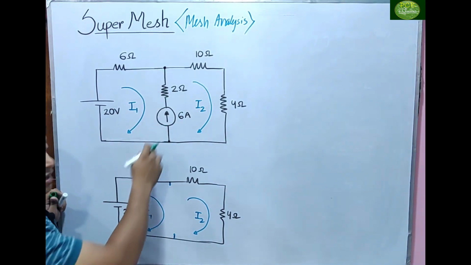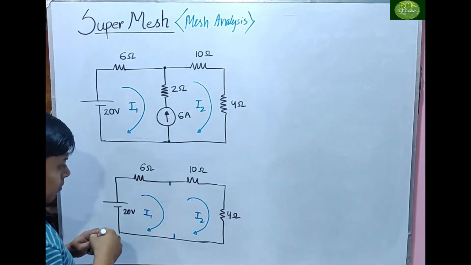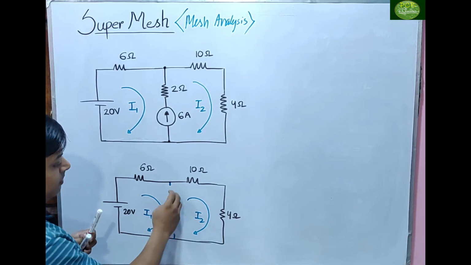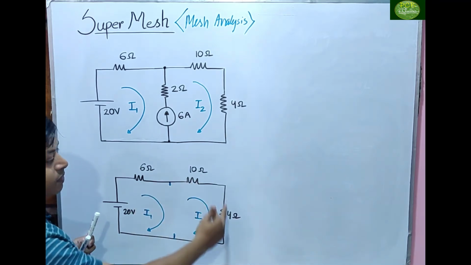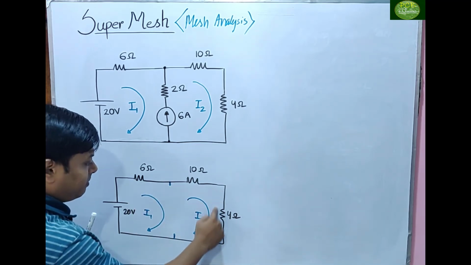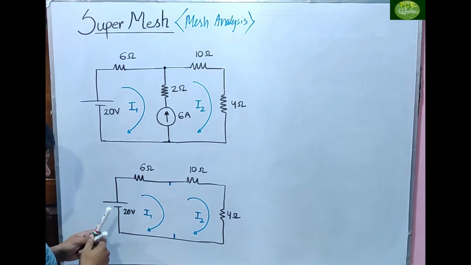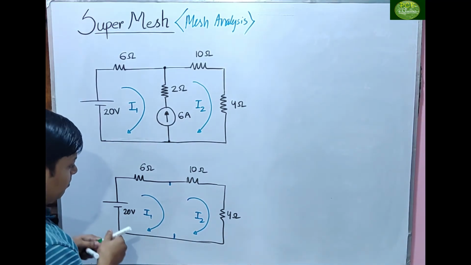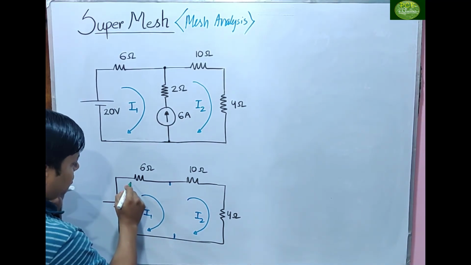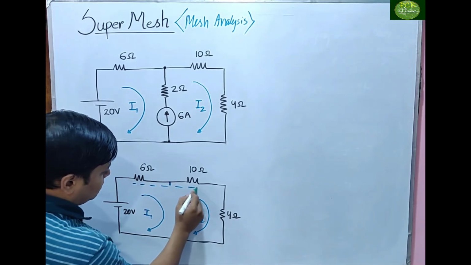The entire current source and 2 ohm in series, that we are ignoring. If that branch is removed, then what will be my mesh? This will be my mesh, right? So the entire one will be considered as one mesh and it is called the super mesh. So my mesh analysis will be in this way.